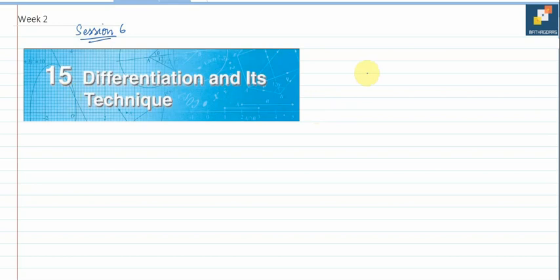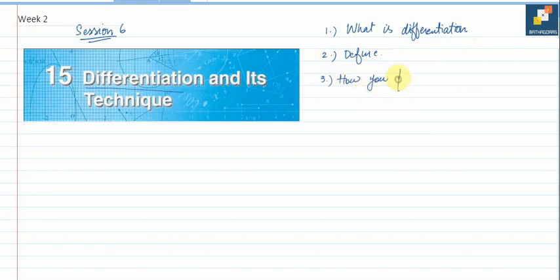Now at first we need to understand what is differentiation. All right, so I'm just writing questions here. First, we need to identify what is differentiation. The second question is how you define differentiation, or in other words, what is the notation of differentiation. The third one, how you find differentiation, what is the working method or formula to find differentiation.